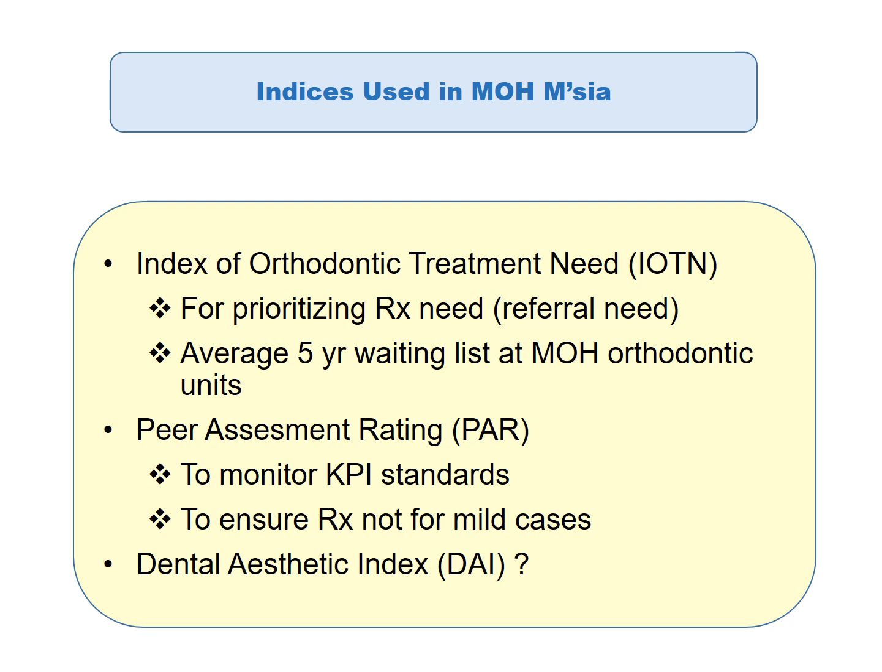Now, what are the indices used in the Ministry of Health Malaysia? The Ministry of Health Malaysia uses the Index of Orthodontic Treatment Need for prioritizing treatment need or referral need among Malaysian patients. This is necessary because on average there is a 5-year waiting list at most Ministry of Health orthodontic units. Number 2 is the Peer Assessment Rating, which is used to monitor KPI standards and to assure that treatment is not concentrated on mild cases. There have also been attempts to introduce the Dental Aesthetic Index, though this is still in its trial stage.